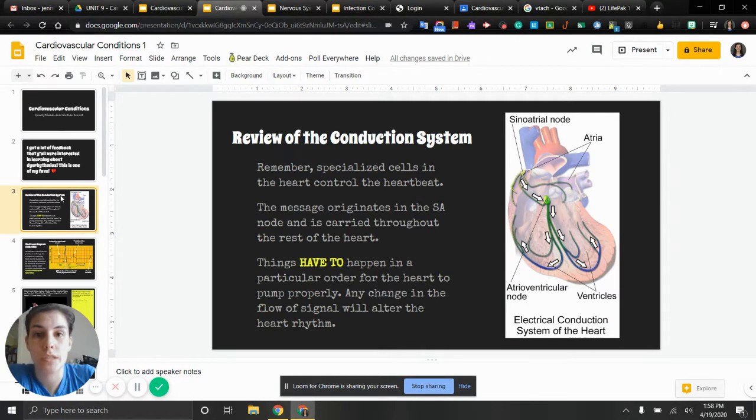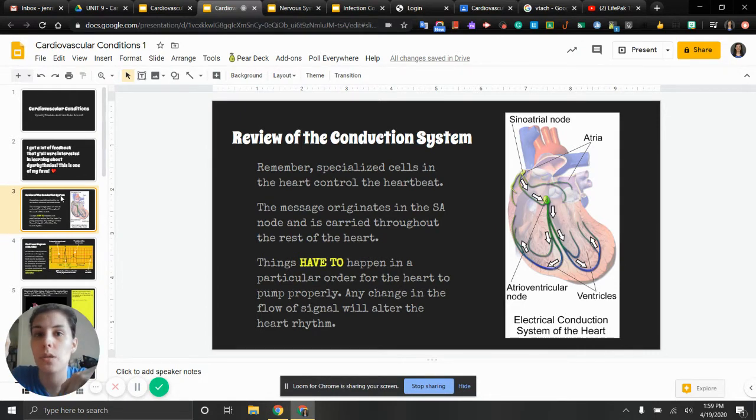Reviewing the conduction system. So this is from last week. We looked at the conduction system and how it worked. Again, there are specialized cells within the heart that are going to control the heartbeat. So everything starts in that SA node, which is in the right atrium, at the top of the heart. It is the originator of the heartbeat, called the natural pacemaker. So it is going to start the whole beating of the heart in the beginning. Okay, so that signal originates there.